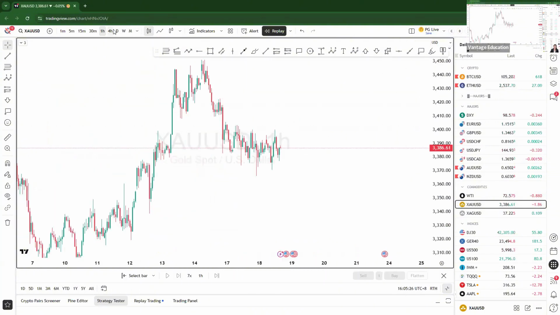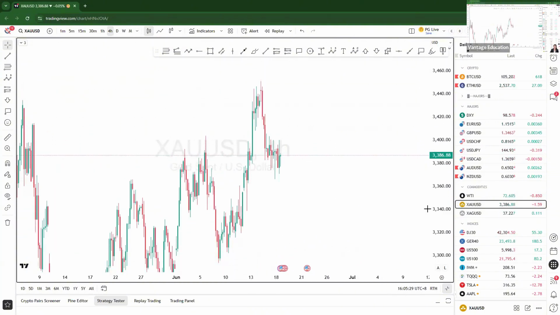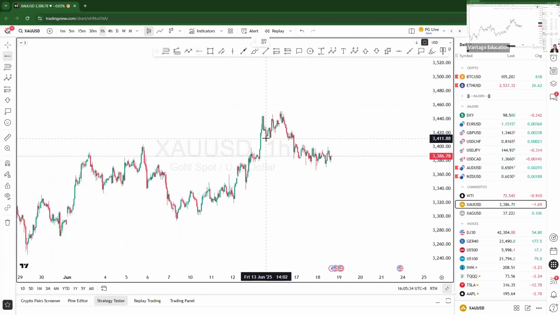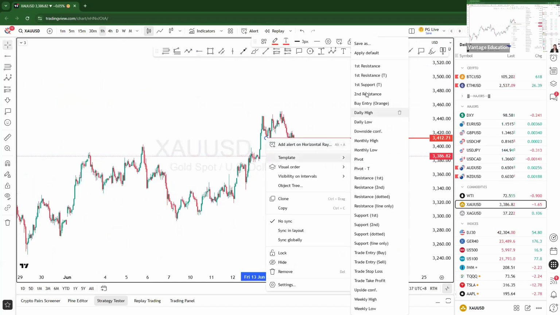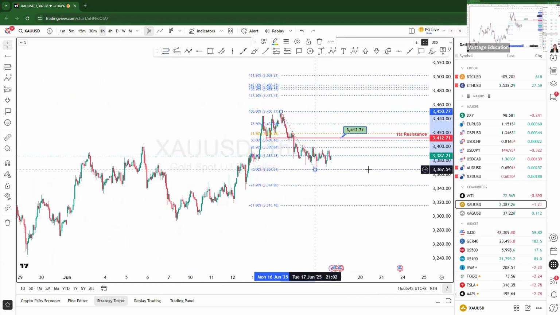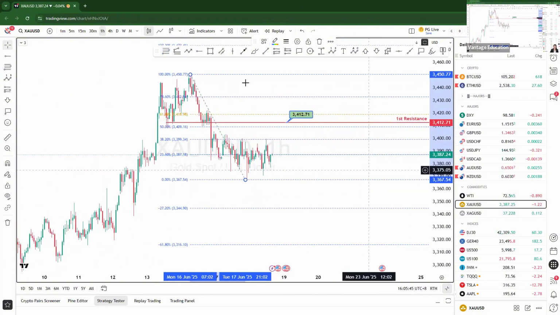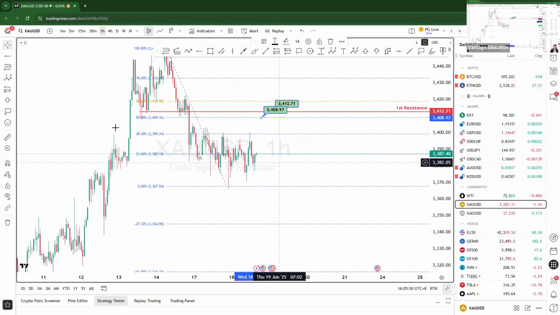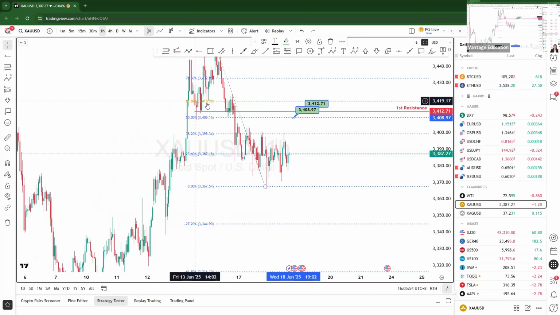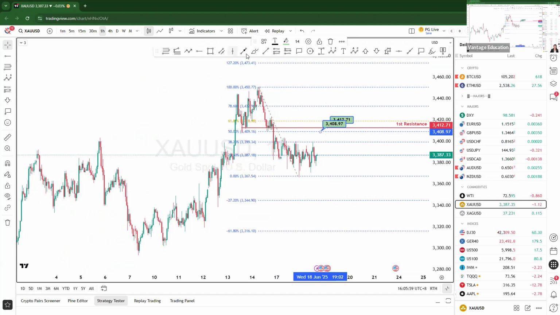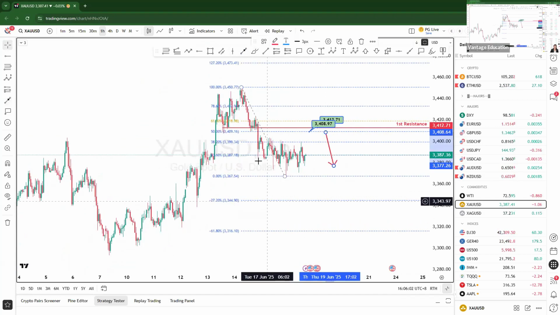For gold, XAU USD, basically I'm still waiting at this level. Okay, this is my first resistance, so I'm still waiting to sell at this level because it also has the Fibonacci somewhere around here, around this price, or maybe up to 61.8%. So this is the level I'm going for. I think I've been waiting since yesterday to sell, but price did not.